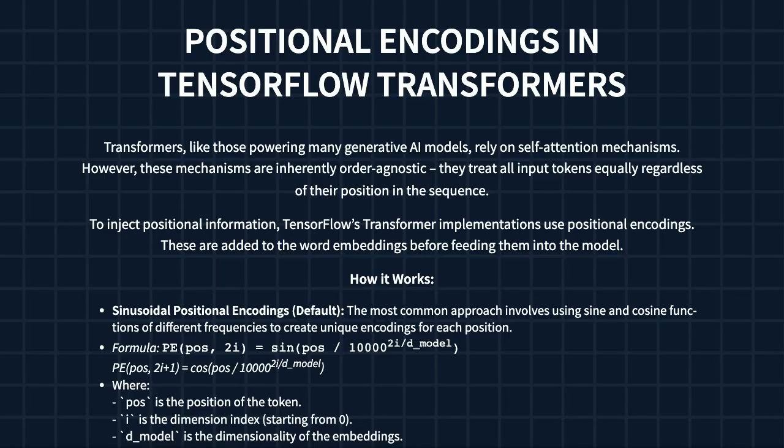TensorFlow uses sinusoidal functions, essentially using sine and cosine waves of different frequencies to represent the position of each word. It's like a unique fingerprint for each spot in the sequence. These fingerprints are then added directly to the word embeddings, giving the model vital information about order. You can see the formula right here. It's based on these oscillating functions and how their frequencies relate to the embedding dimension.